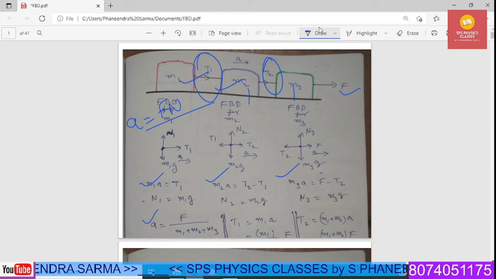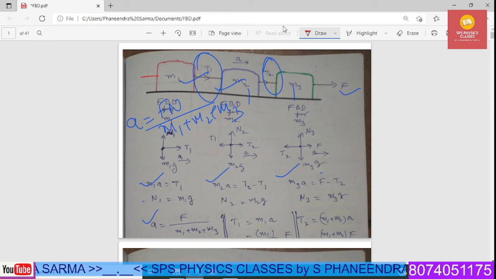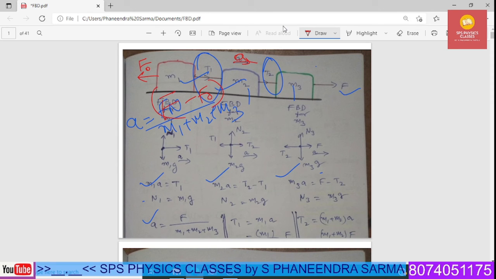Suppose here, let us take a small note. Suppose this particular block experiences a force of F naught in the backward direction. The net force becomes F minus F naught because the acceleration is in the forward direction. Okay guys, like this you have to fill this particular table.